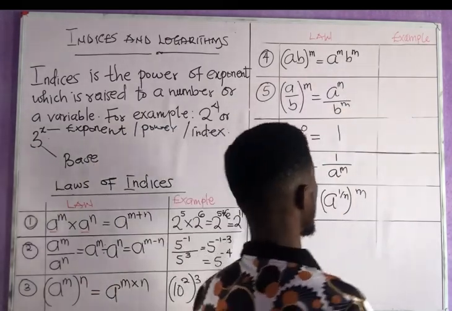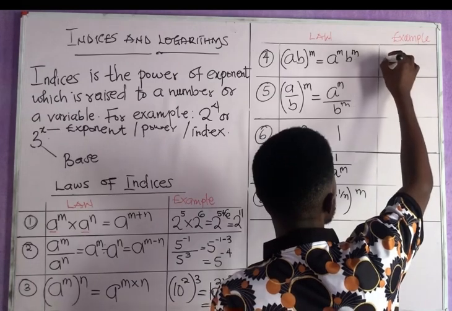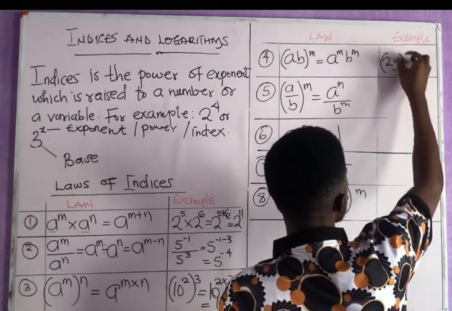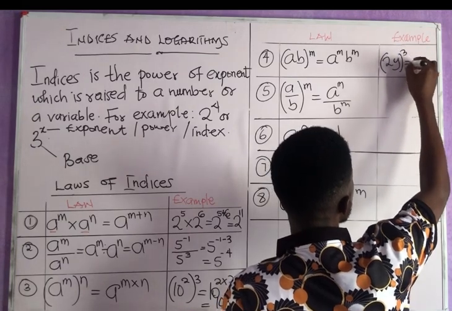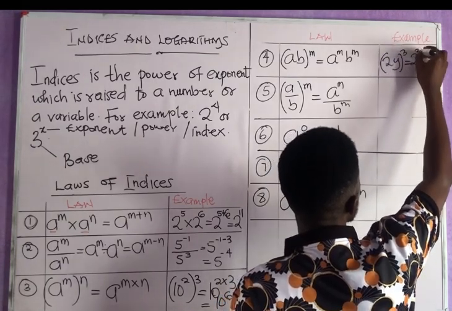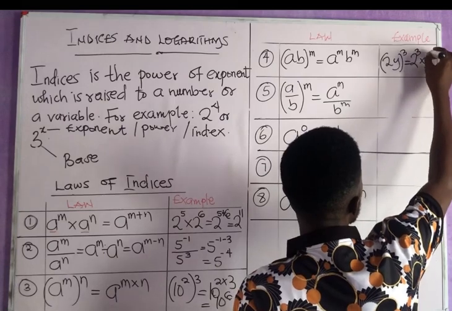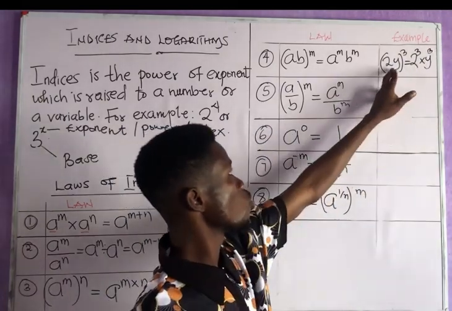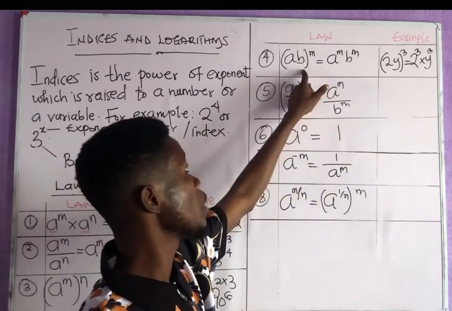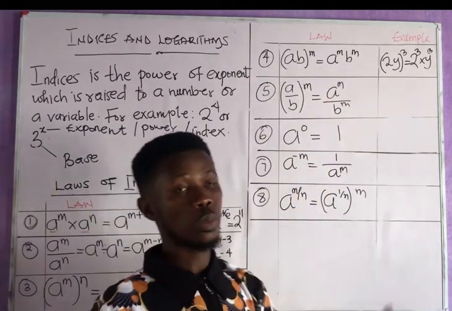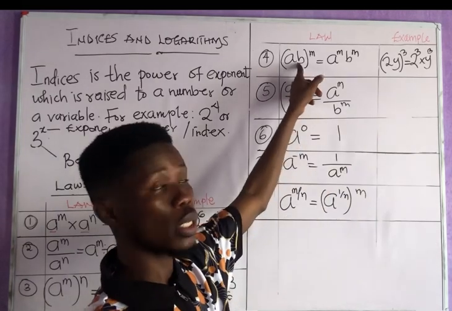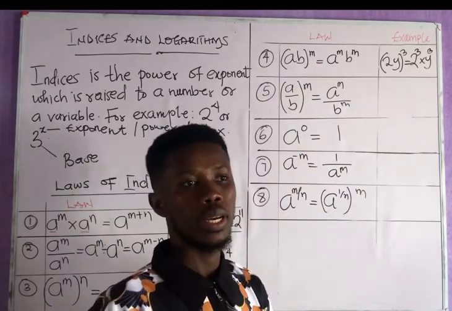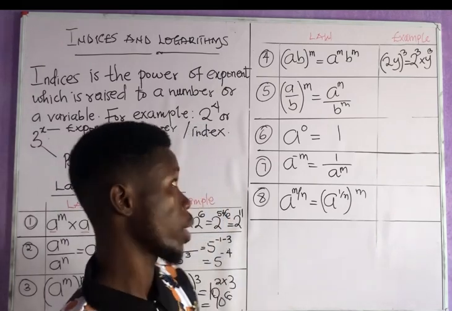So in case we have this example here, let's say I have 2y to the power 3, it is the same as 2 to the power 3 times y to the power 3. Take note that 2y means 2 times y, so ab means a times b. When we are multiplying two variables, we can easily write them as ab or a times b, depending on how you want to write it.